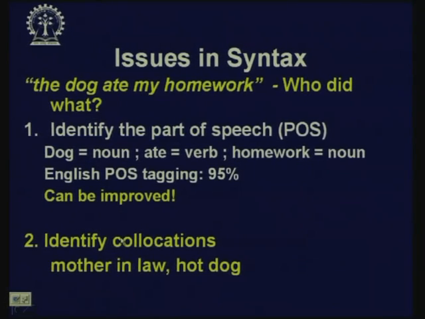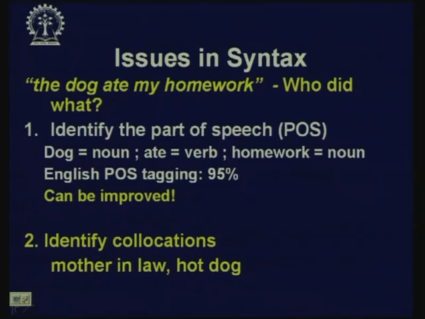Next, we start discussing the issues in syntax. Say we take a very funny statement, the dog ate my homework. Now, I am sure all of you will laugh at this sentence, the dog ate my homework. What does it mean? But syntax per se is not dealing with the meaning of the sentence. It is trying to see whether this sentence is syntactically or grammatically well formed.